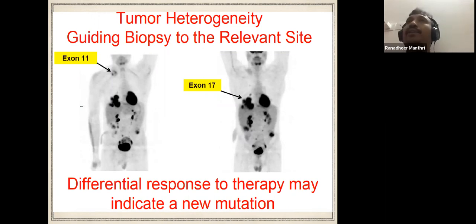Somebody asked whether FDG and technetium, I am talking about PET-CT. Technetium is a gamma isotope. FDG is a positron isotope. Next slide, please.